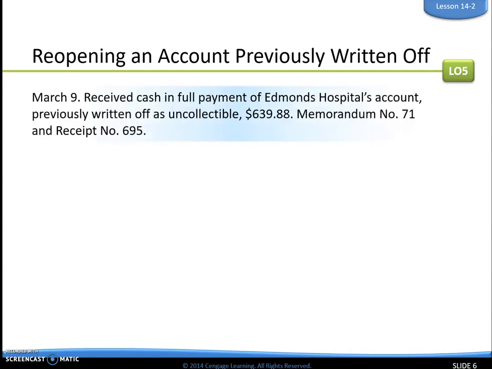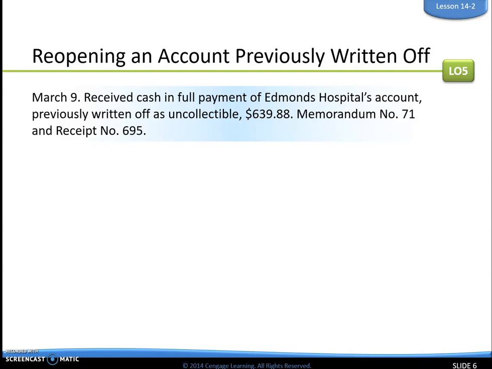Okay, so now we have to reopen an account that was previously written off. So what's happening here is that we canceled Edmonds Hospital account. We used our allowance to cover what they owed us, but now they're coming back and they're actually paying us. So we see right now Edmonds Hospital as having a zero balance, that we wrote it off. They don't owe us anything. So before we can even really collect or record that money that we collected, we have to reopen that account.